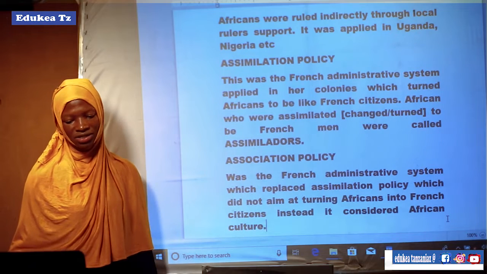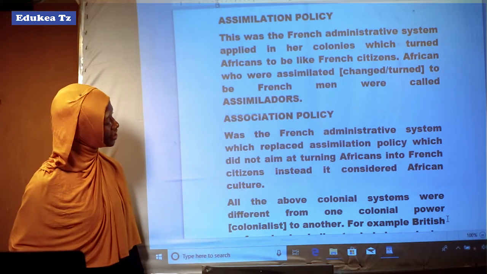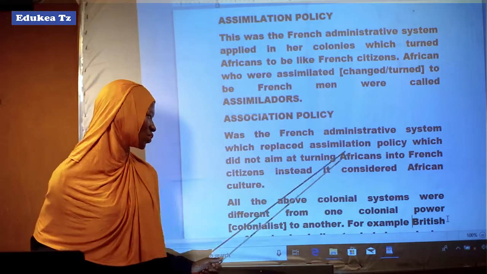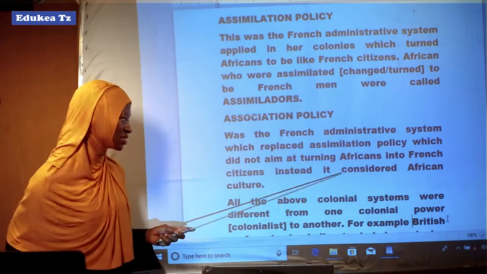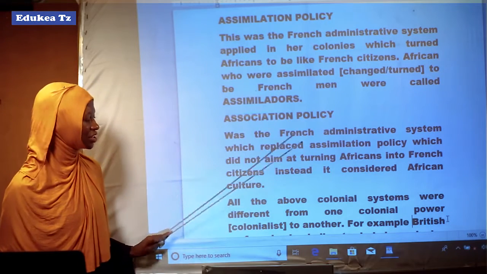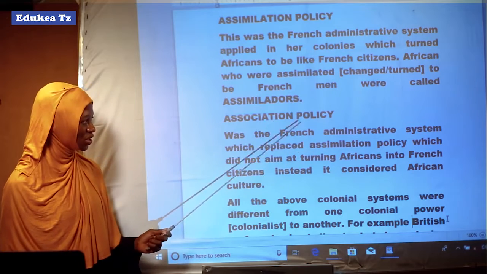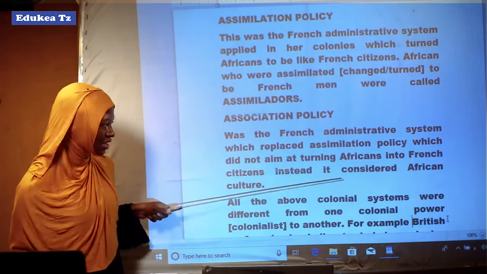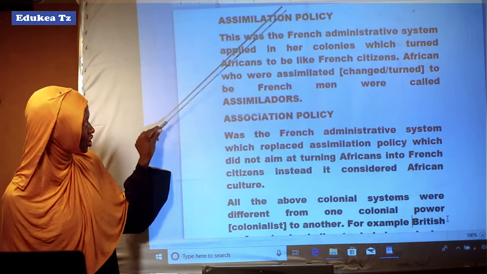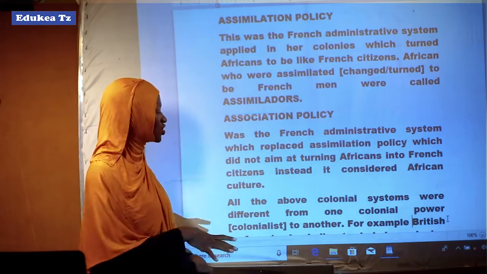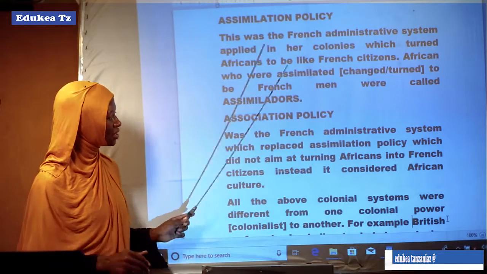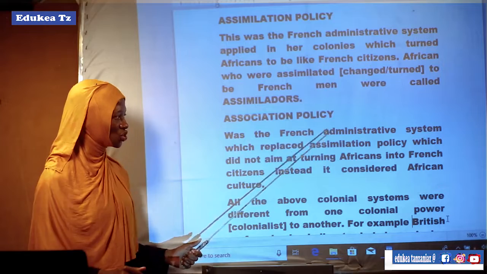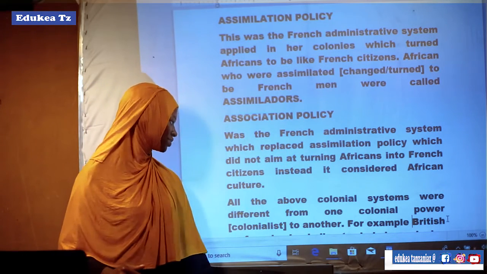Now we look at the association policy. Association was the French administrative system which replaced the assimilation policy, and did not aim at turning Africans into French citizens. Instead, it considered African culture. In the assimilation policy, Africans had to adopt French culture, but in contrast, under association, African citizens maintained their culture. This was used by the French, and also by Portugal in their colonies.